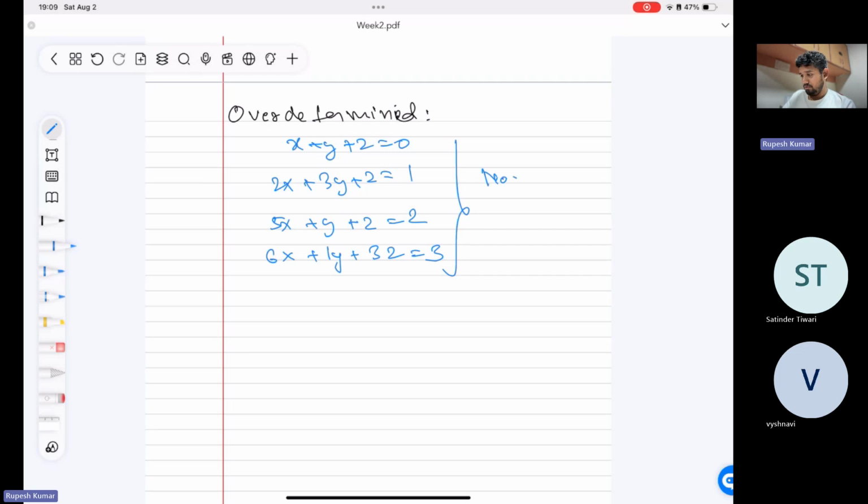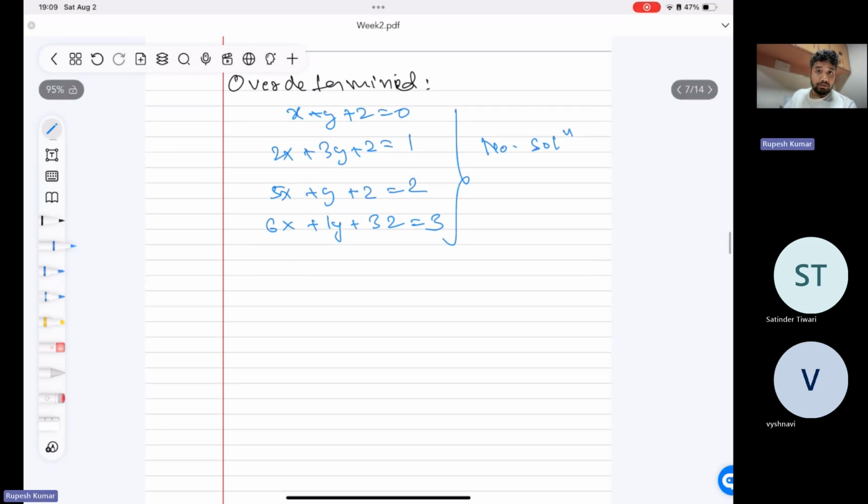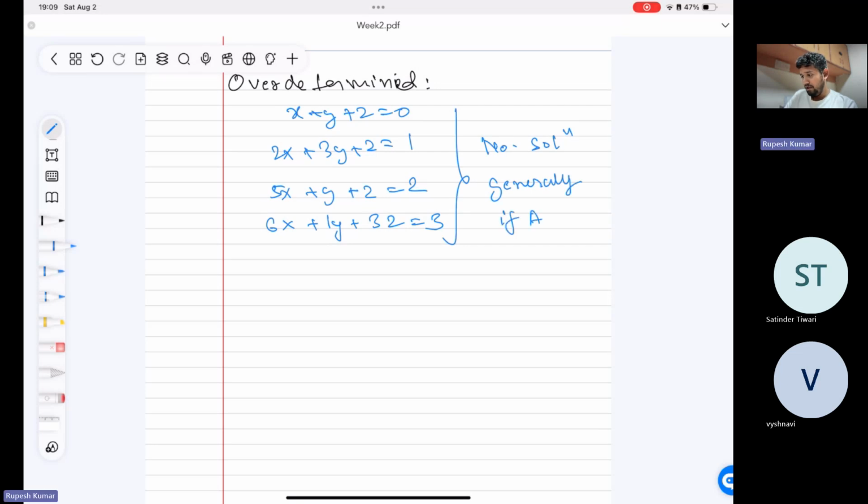And you will never get a solution for this kind of system. No solution. So there is no single plane. There might be a plane if one of the lines is essentially a scaled version of another, but there will generally be no solution, right? If A is full rank, no solution.